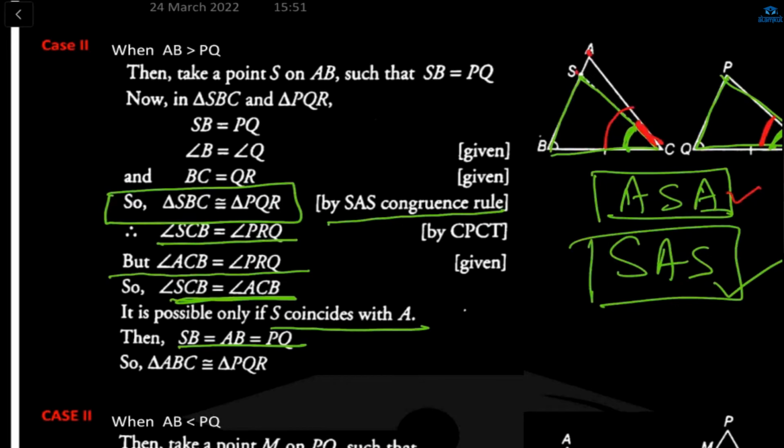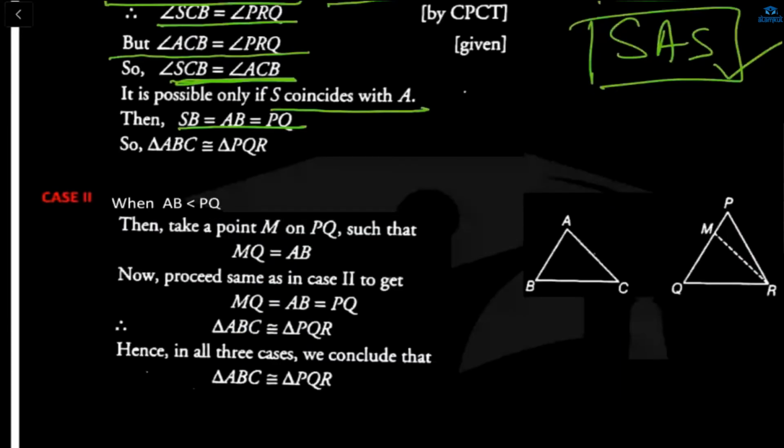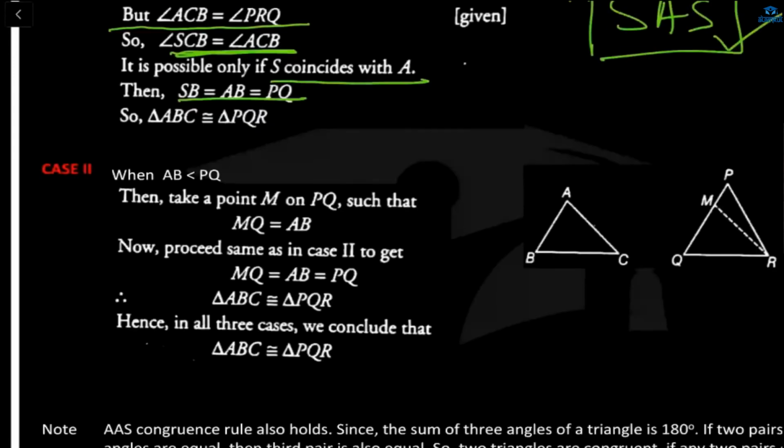Now shall we move to case 3? Case 3 is that AB is smaller than PQ. In case 3, I'm not giving you the complete detail because it is the same as case 2. The only difference is that this time AB is smaller and PQ becomes bigger. So in PQ, we take a point M in such a way that QM is equal to AB. The whole process remains the same to prove. We will do all the steps, but this time we will make M coincide with P.